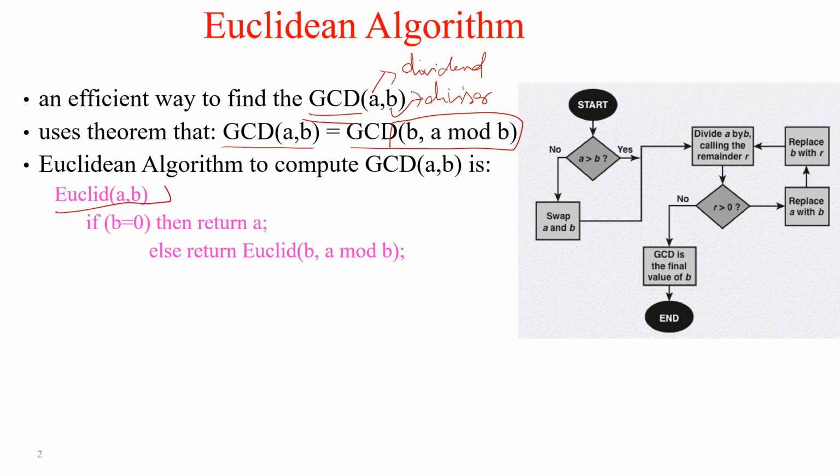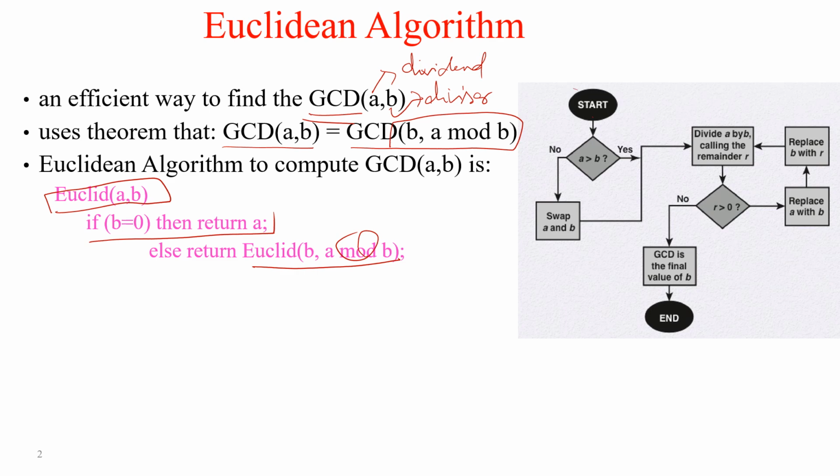So the function is Euclid of A comma B. If B equals 0, we return A, and else return Euclid of B comma A mod B. Mod, all of you are aware, is the remainder you find, and repeatedly we perform this. Before proceeding to the problem, we can see the flowchart of this particular algorithm.